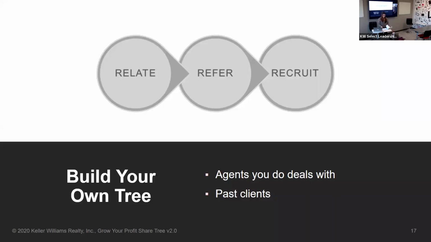And then you also have people in your database that are looking to make a move into a different career. We have a lot of that right now. We have a lot of people who are changing careers. And those are some of the people that you can reach out to as well.